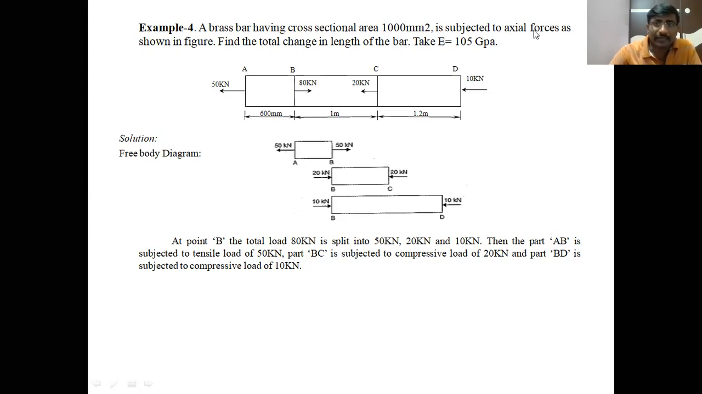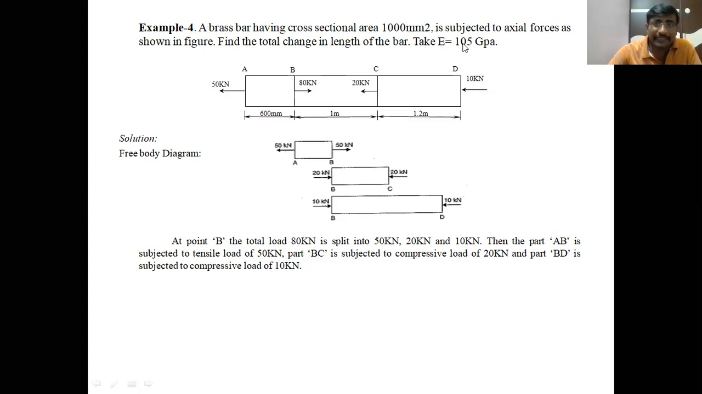The bar is subjected to axial forces as shown in the figure. These are the axial forces. Some of the forces are compressive, some are tensile. How do we find which one is tensile and which one is compressive? By converting this diagram into a free body diagram. We have to find the total change in length of the member.